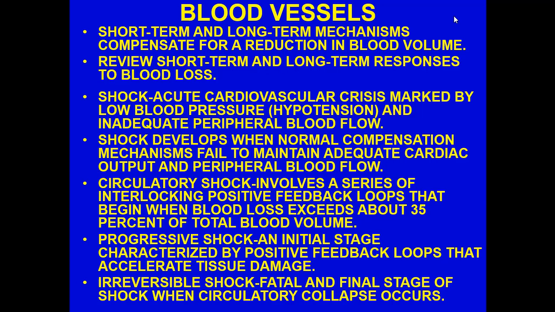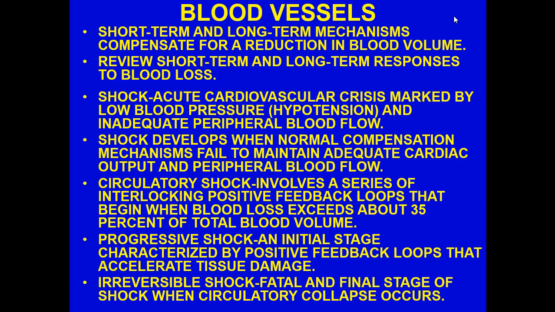This can get sensitive, so I want you to understand that this is extremely important. I want you to review the short-term and long-term responses to blood loss. You need to be aware of shock, which is an acute cardiovascular crisis marked by low blood pressure, hypotension, and inadequate peripheral blood flow. Shock develops when normal compensation mechanisms fail to maintain adequate cardiac output and peripheral blood flow. Circulatory shock involves a series of interlocking positive feedback loops that begin when the blood loss exceeds about 35% of the total blood volume.